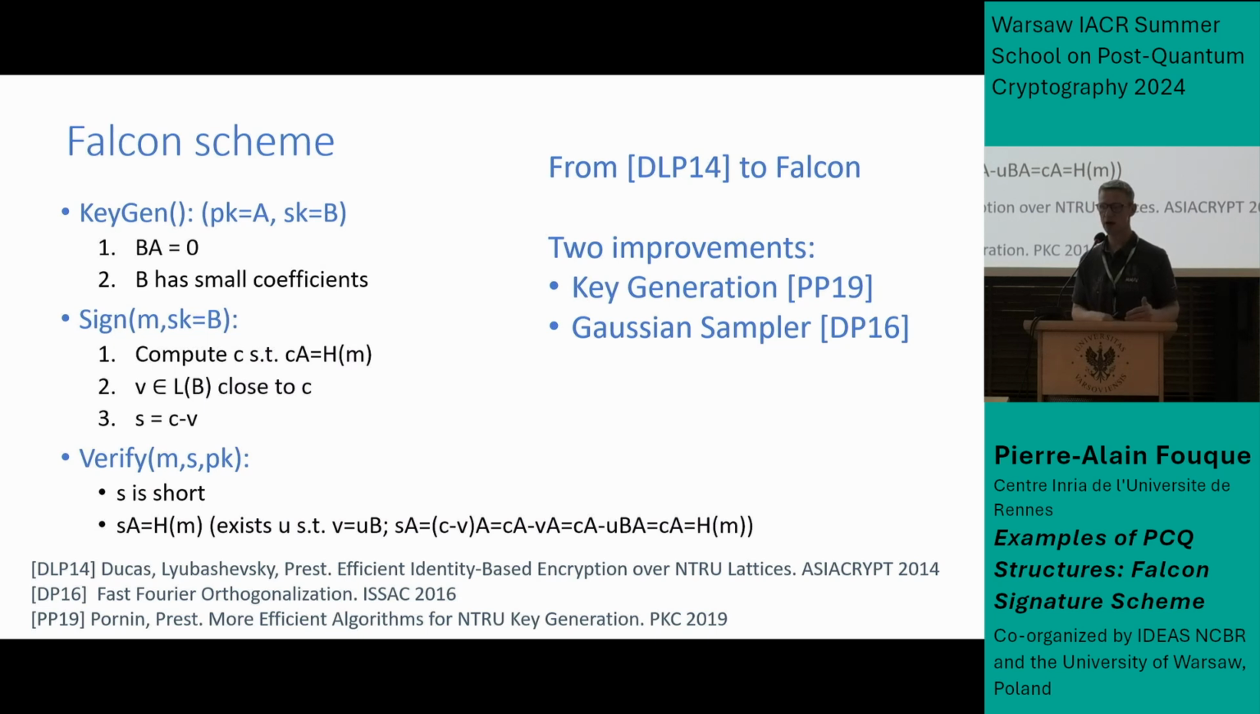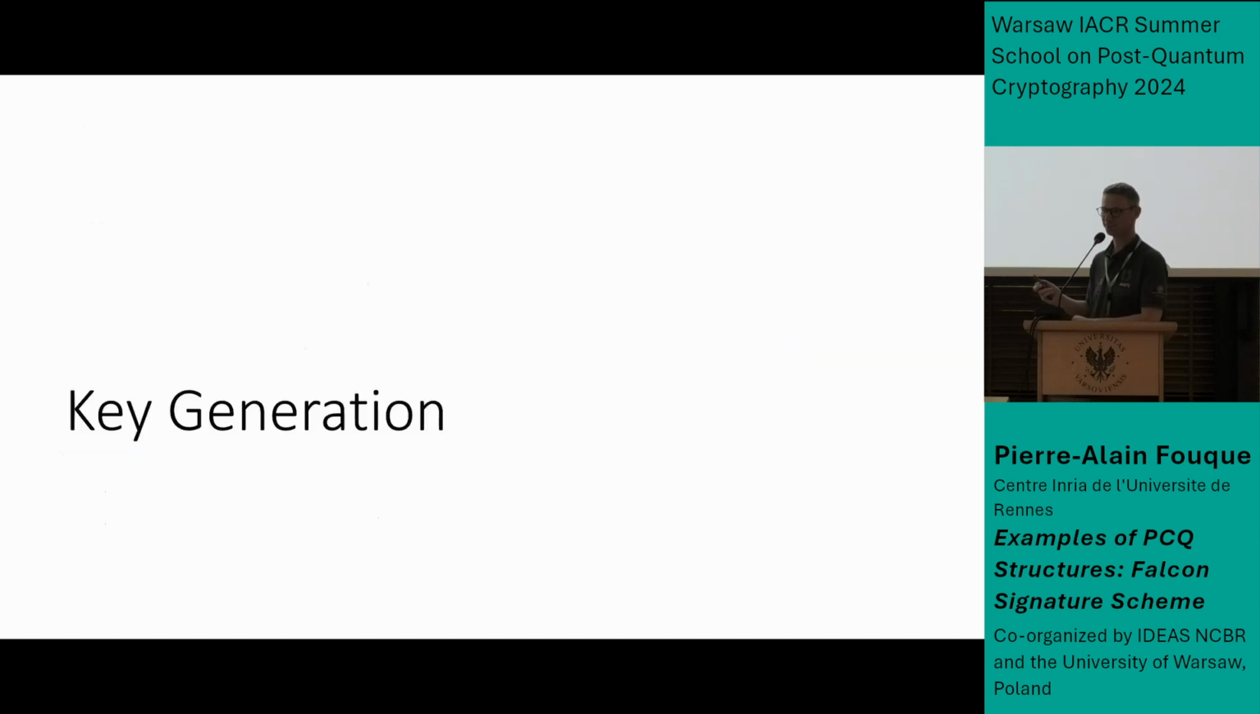The first one is how to do the key generation efficiently, and this has been described later in a paper at PQC 19. The second is how we can compute the Gaussian sampler efficiently. I think this is one of the more complex parts of the signature, so I will just explain how it works, but it's a nightmare, and if you want to implement it, it's better to use a reference implementation.